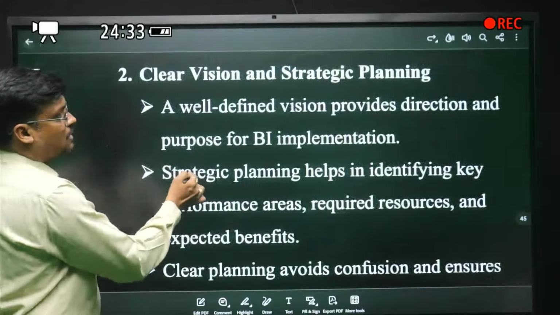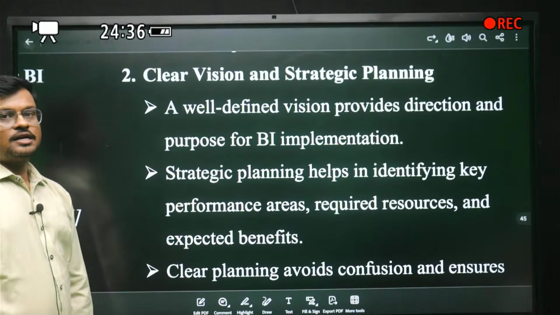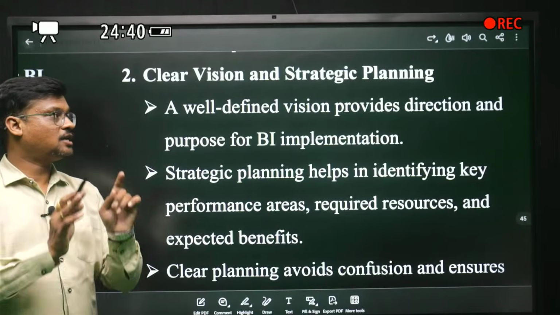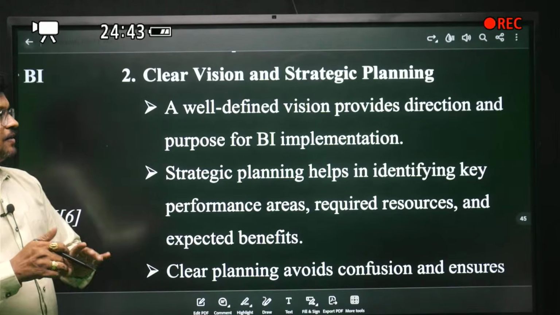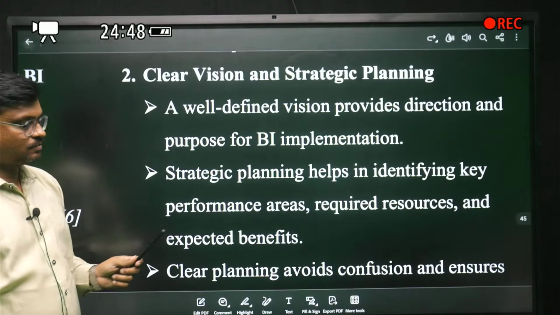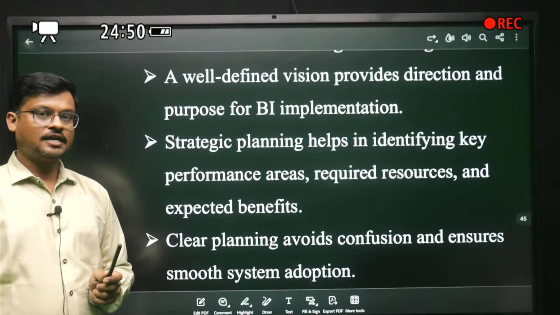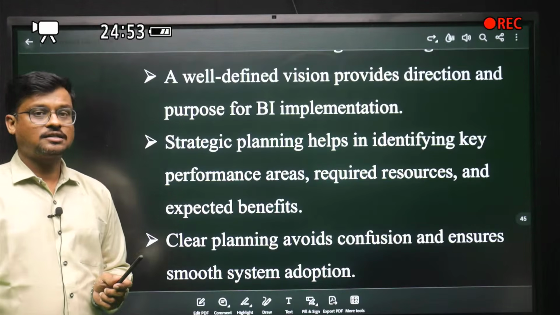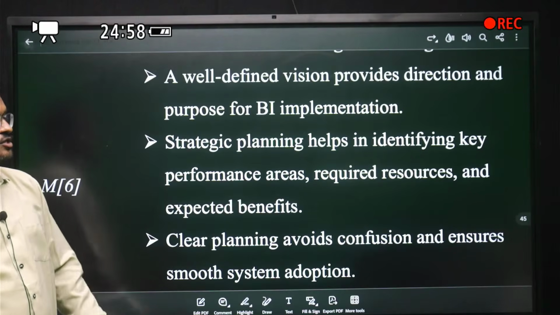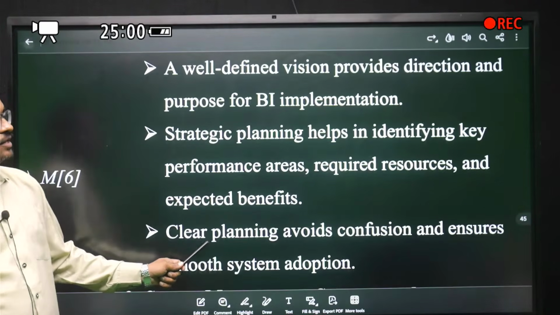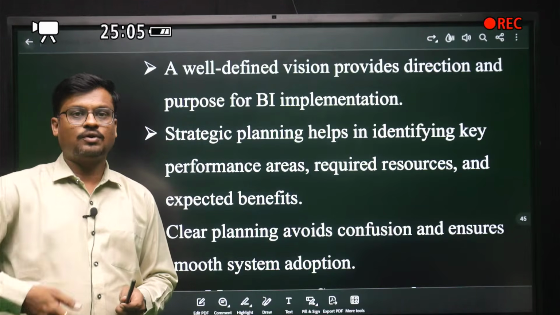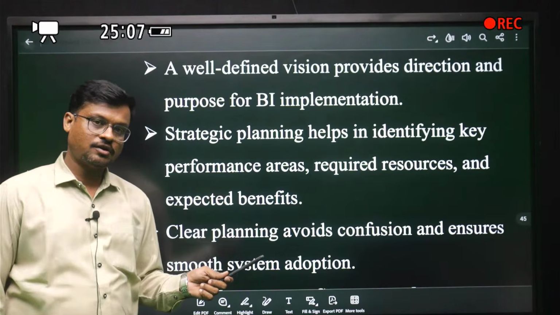Second one is a clear mission, vision, as well as strategic planning. You should have a mission for your organization, a vision, as well as strategic planning. A well-defined vision provides direction and purpose for BI implementation. Strategic planning helps in identifying the key performance indicators or areas, required resources, as well as the expected benefits out of it. So you should identify your inputs and your outputs, what you have and what you are going to achieve. All those things you need to identify here.